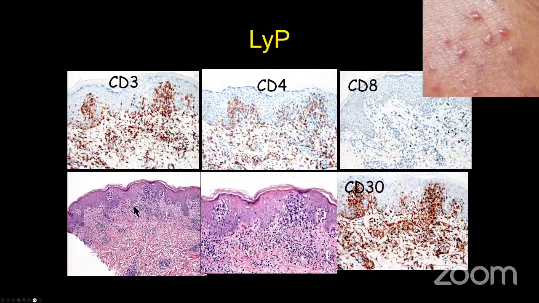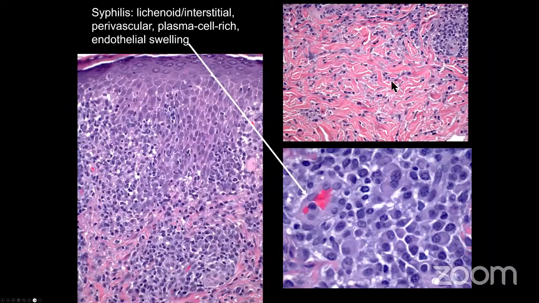Lymphomatoid papulosis has a similar pattern of infiltrate, as I mentioned. You can do stains to show that it's CD30 positive, but then the clinical presentation is going to help differentiate this from the others. You have these crops of red papules that self-resolve, going through a crusted phase.